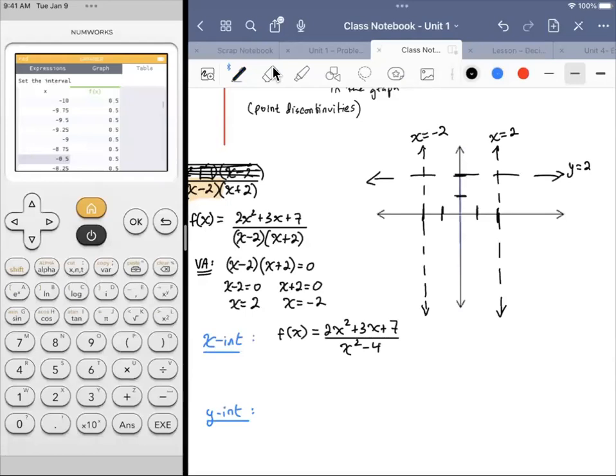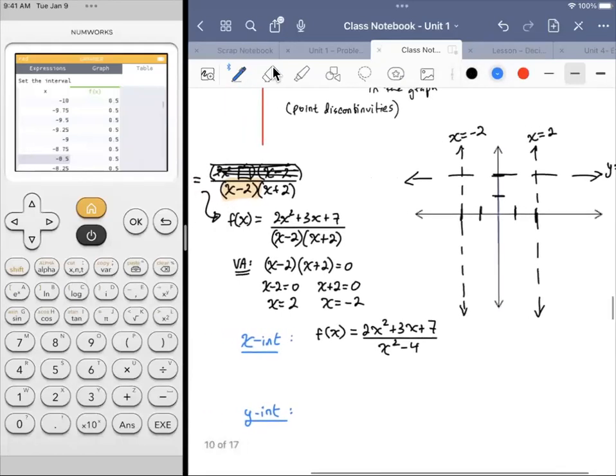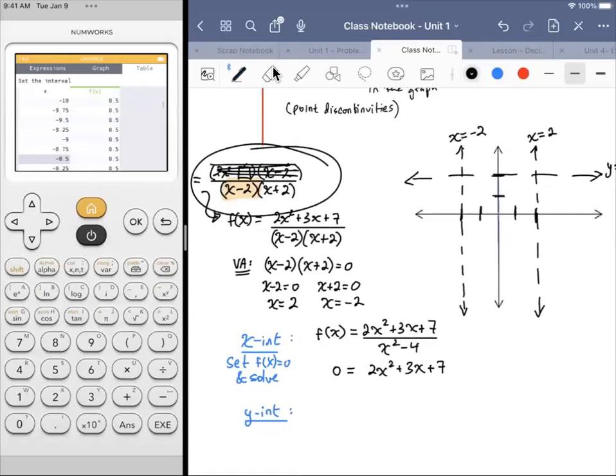To find an x-intercept, remember, I'll make a little reminder here, set f of x equal to 0 and solve. So I'm going to replace f of x with 0 and solve. So it brings me back to what we were dealing with over here, whether the top is factorable or not. I disregarded it as being relevant for finding the vertical asymptote, but it might be really relevant when it comes to finding other things, like in this case, the x-intercept.